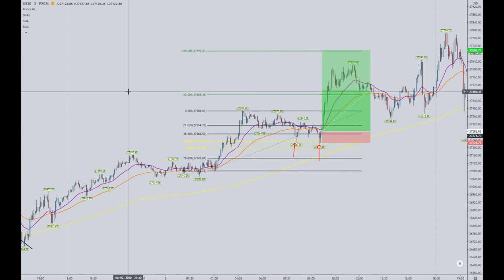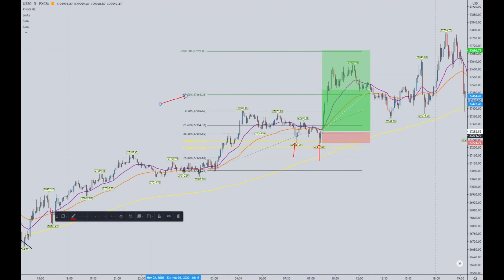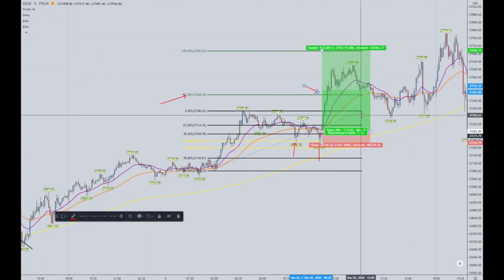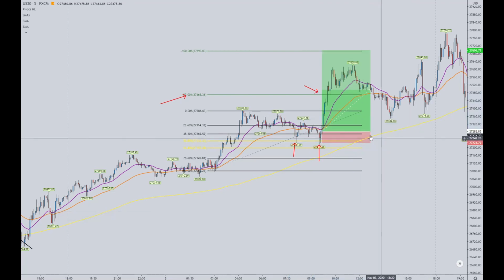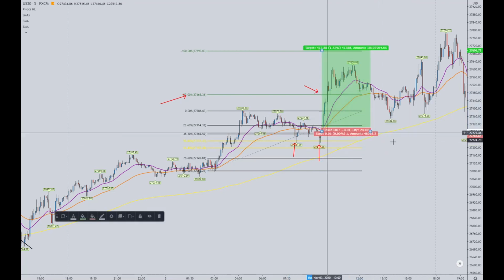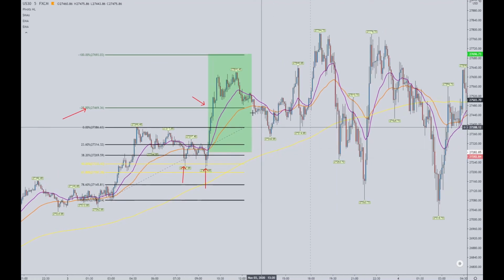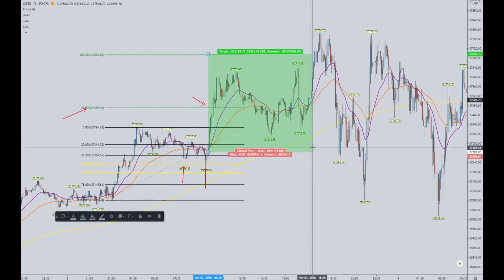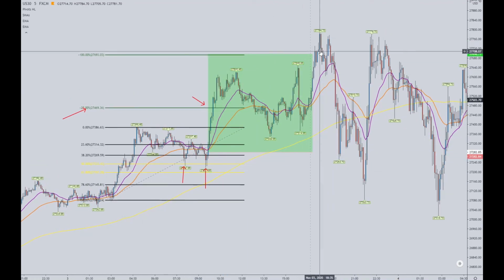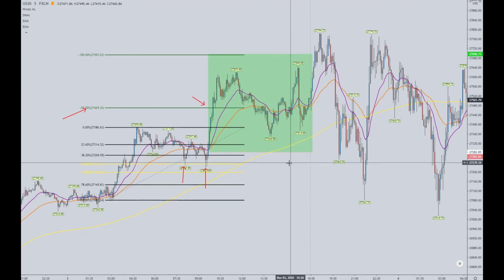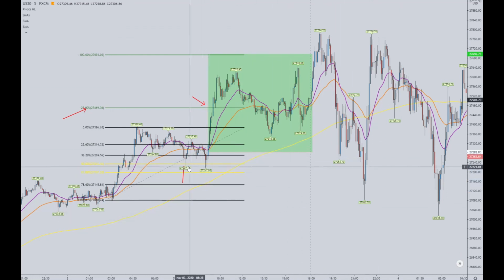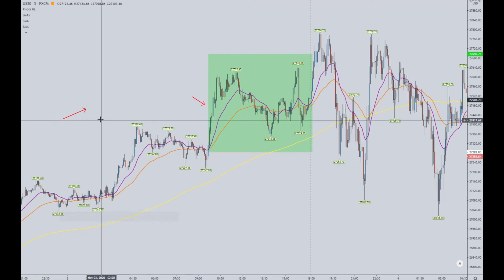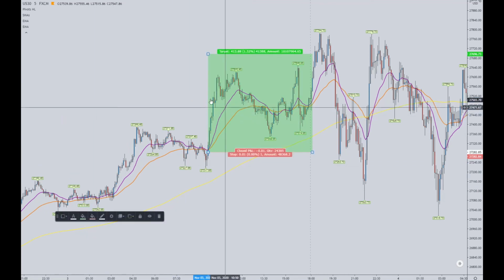After I take 50% off the first half right here, I then set my stop to break even and let the rest run. In this case, it ended up going up, getting me out before it reversed back past my entry. So that's how I trade the trend continuations.